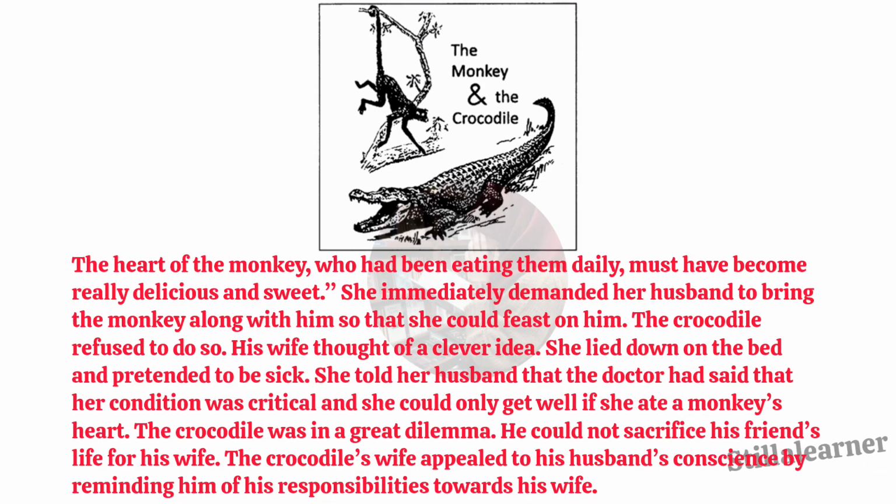His wife thought of a clever idea. She lay down on the bed and pretended to be sick. She told her husband that the doctor had said that her condition was critical and she could only get well if she ate a monkey's heart. The crocodile was in a great dilemma. He could not sacrifice his friend's life for his wife. The crocodile's wife appealed to her husband's conscience by reminding him of his responsibilities towards his wife. Just look at the picture of the monkey and the crocodile. So let's see the next paragraph.